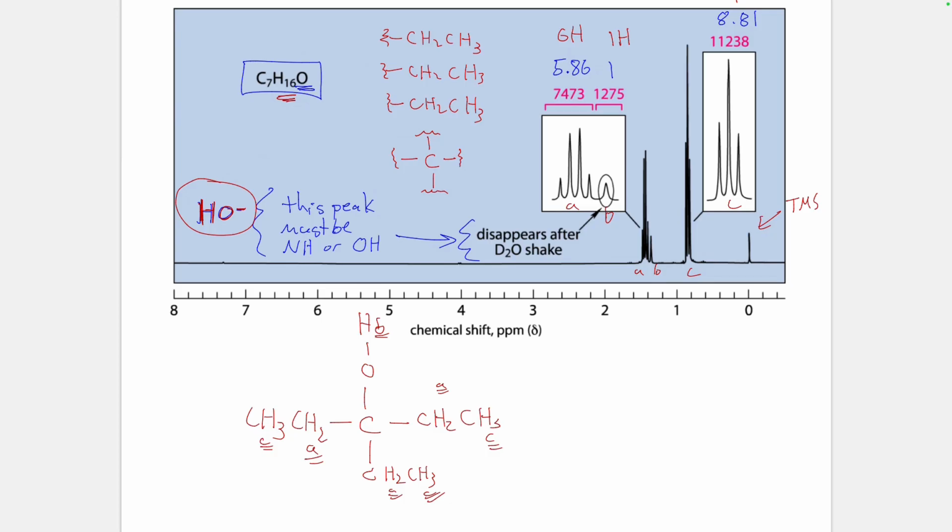So molecules with symmetry have signals that sometimes represent multiple groups of the same type. All right, let's go take a look at another one.